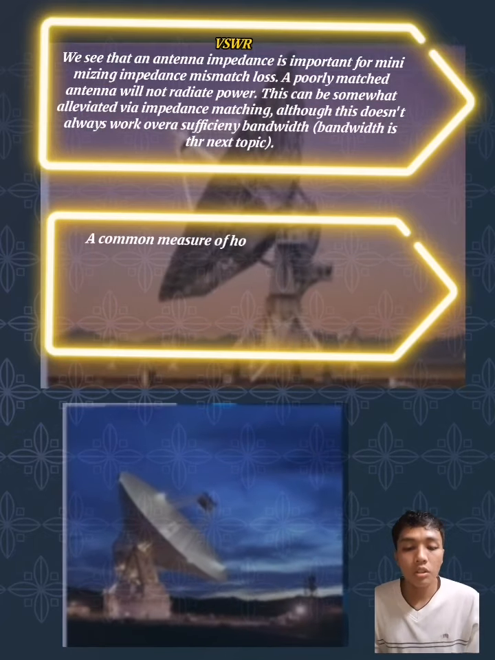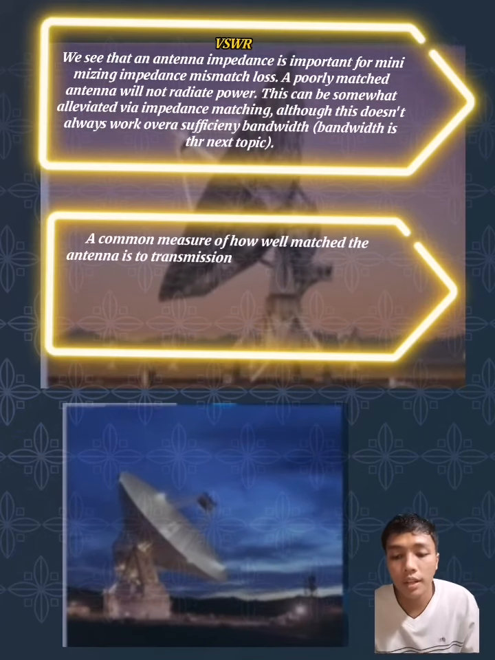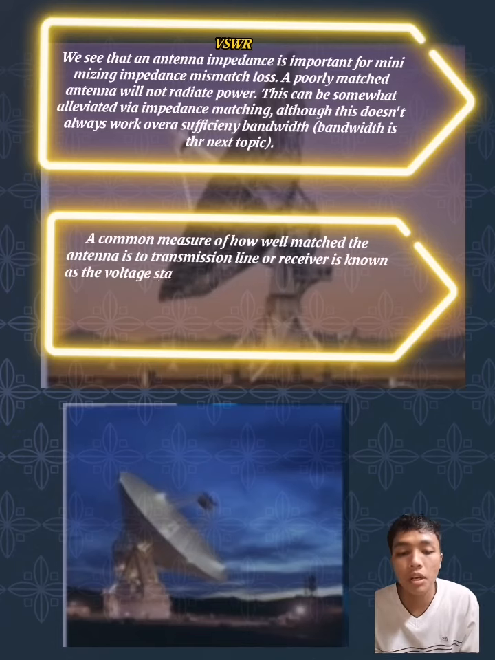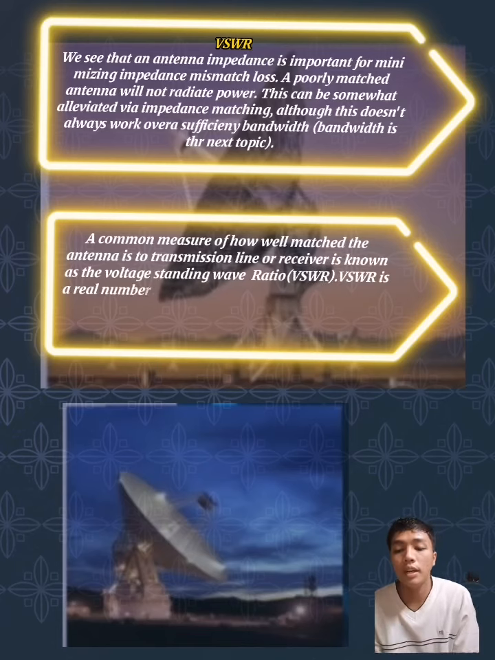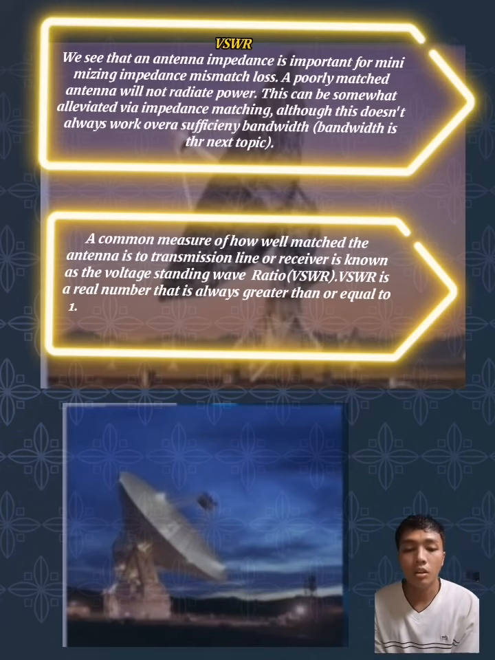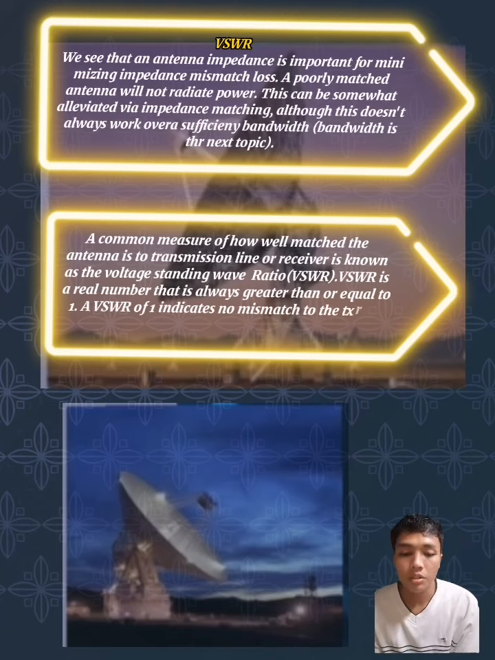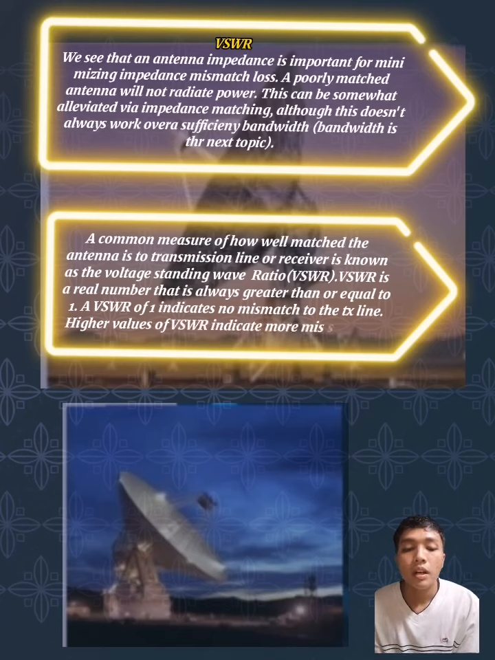A common measure of how well matched the antenna is to the transmission line or receiver is known as the VSWR, or voltage standing wave ratio. It's a real number that is always greater than or equal to 1. A VSWR of 1 indicates no mismatch loss. The antenna is perfectly matched to the TX line. Higher values of voltage standing wave ratio indicate more mismatch loss.